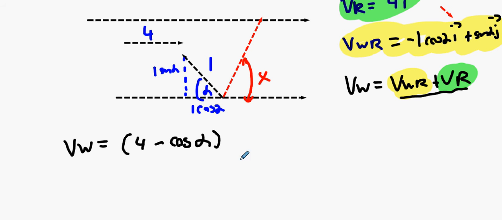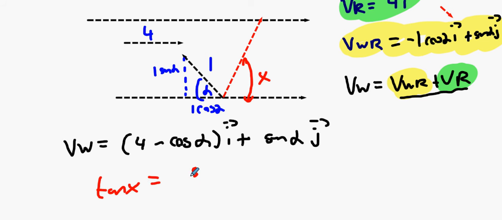So, we're doing part 2. 4 minus cos alpha, you cool with that? And then plus sine alpha j. Now, remember I discussed earlier that you want that to be as large as possible. You want your angle to be a maximum, don't you? You want that to be a max. So technically speaking, you want tan x. Tan x is equal to sine alpha over 4 minus cos alpha. And you want this to be a maximum.